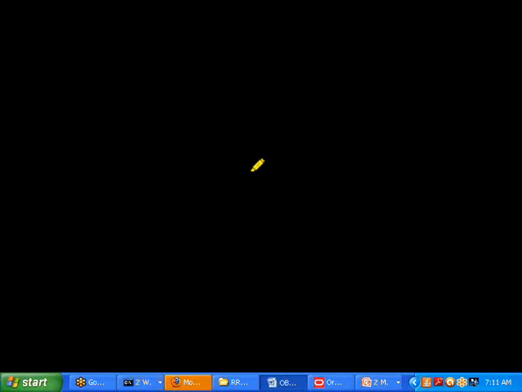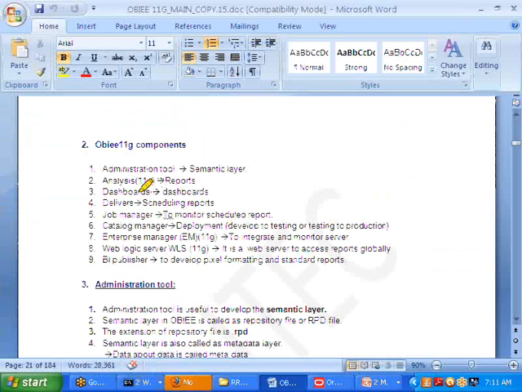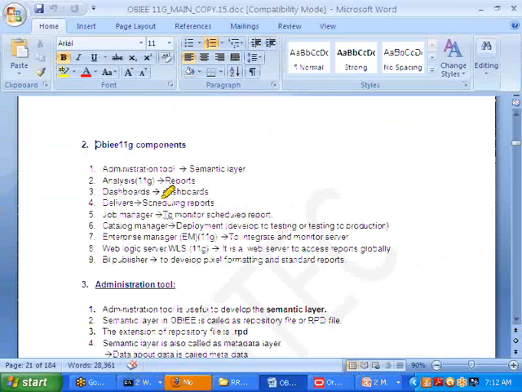Once you develop the semantic layer, you need to develop reports next. Reports will be developed using a component called analysis, which is useful to develop reports. Once you develop the reports, you need to develop a dashboard. The dashboards can be developed using a component called dashboards. These reports, analysis and dashboards can be accessed using a component.